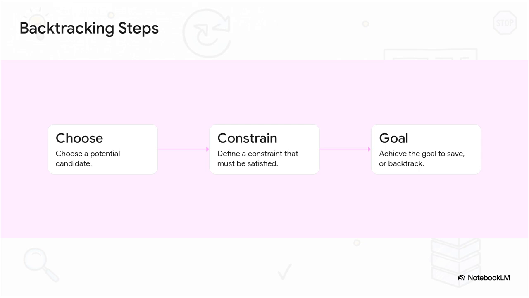Step 1, choose a potential candidate, like, say, a substring. Step 2, constrain it, as in, ask yourself, is this substring actually a palindrome? Step 3, check your goal. Have you reached the end of the string? If yes, awesome, save the path. If no, you explore further. And if that hits a dead end, you backtrack and try the next candidate. It's a remarkably simple, actionable checklist.